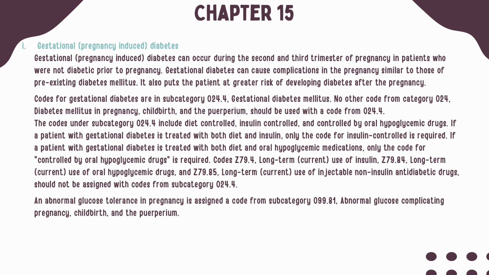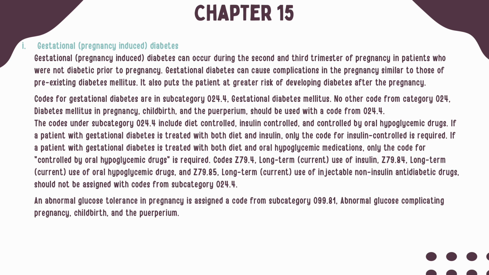Gestational diabetes or pregnancy-induced diabetes can occur in the second and third trimesters in patients who were not diabetic prior to pregnancy. When this occurs, it can cause complications in the pregnancy that are similar to those of pre-existing diabetes. And it can also put the patient at higher risk of developing diabetes after the pregnancy.